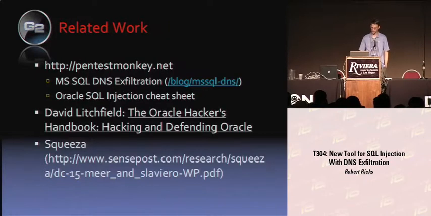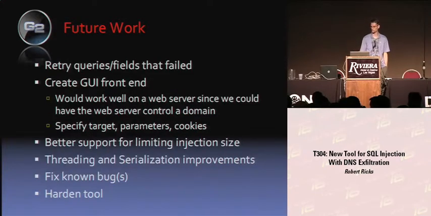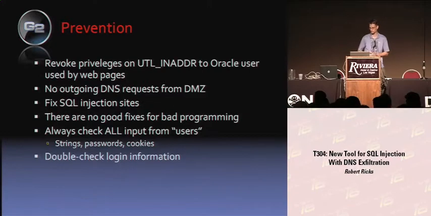So related work, I got a lot of the ideas of how to do this from some of these things. You can read up on this sort of stuff if you want. Future work: the tool has issues with retrying things that fail, and obviously they could fail sometimes. I don't have a GUI, as you saw, just a command line interface, and other stuff like that, you know, threading, better support for certain things. So what could people do to prevent this sort of attack? Well, an easy thing to do would be to revoke privileges on UTL_INADDR for the user you're connecting as on the web. That will solve this problem. It will not solve timing, change in page, anything like that.